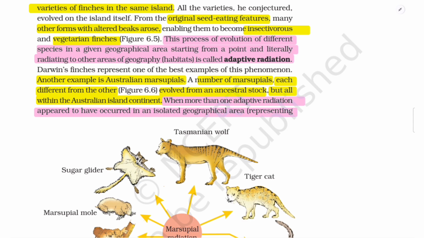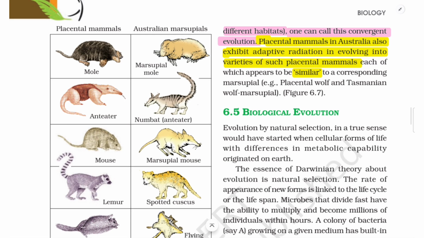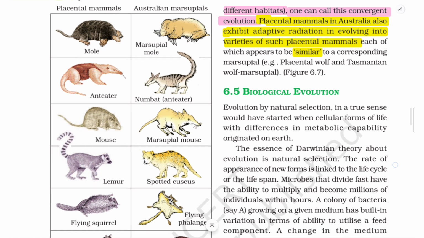Another example is Australian marsupials. A number of marsupials, each different from the other, Figure 6.6, evolved from an ancestral stock but all within the Australian island continent, where more than one adaptive radiation appeared to have occurred in an isolated geographical area, that is, representing different habitats. One can call this convergent evolution.